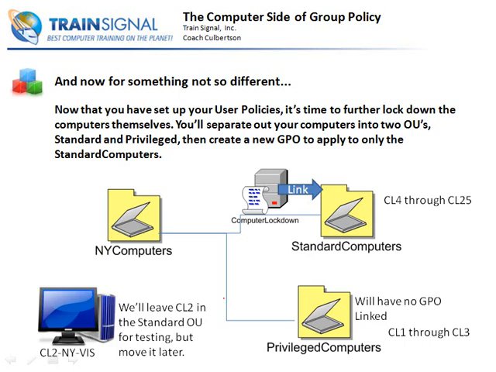Now, just so you know, for the time being, we should probably leave CL2 out. That's Jamie's machine, because we're using it to test all of our group policy settings. And if we throw it into Privileged Computers, we won't be able to actually test out to see if our policies are actually working. So we'll go ahead and we'll leave it in standard computers for the time being, but then we'll move it back over to Privileged Computers later on after we're done with our testing, okay?